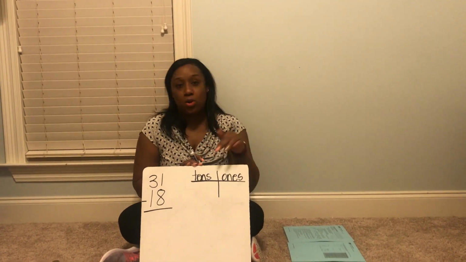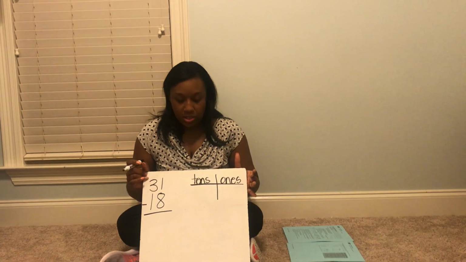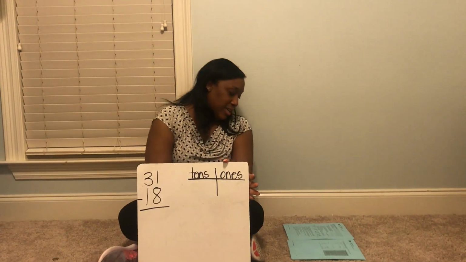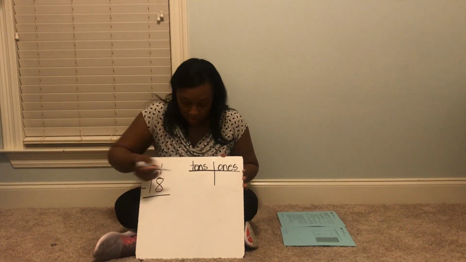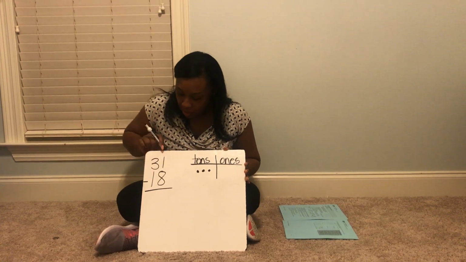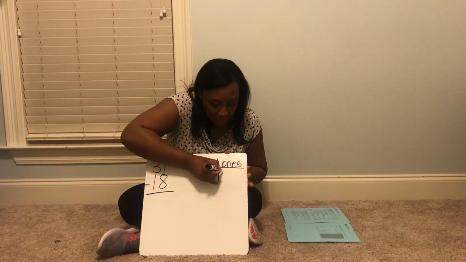We only put the whole on our chart. So we said our whole is 31. So I am going to actually draw 31. How many 10s do I have? 3. So I'm going to draw 3 10s. And how many 1s? 1. And 1.